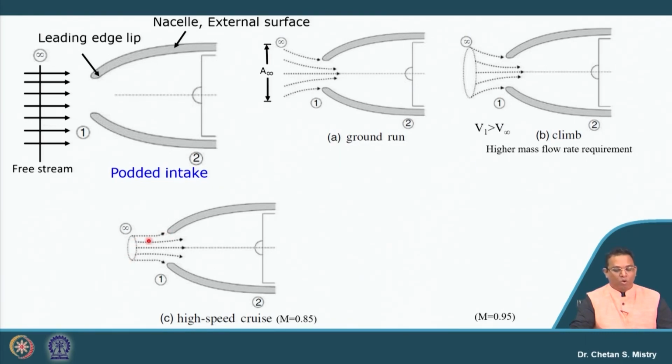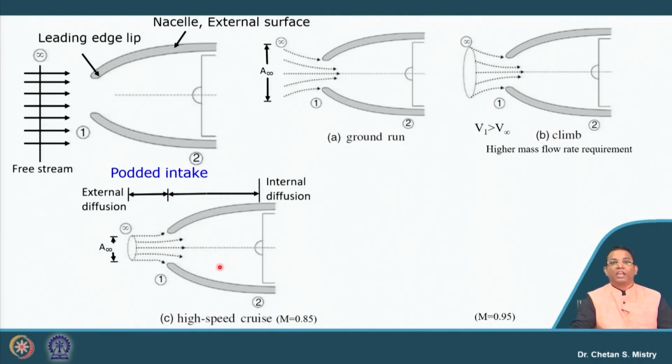So, if we look at this area outside, it makes a diffusing passage, and then we have the other diffuser, which is the physical diffuser. So I have external diffusion, which happens outside my intake, and internal diffusion, which happens inside my diffuser.